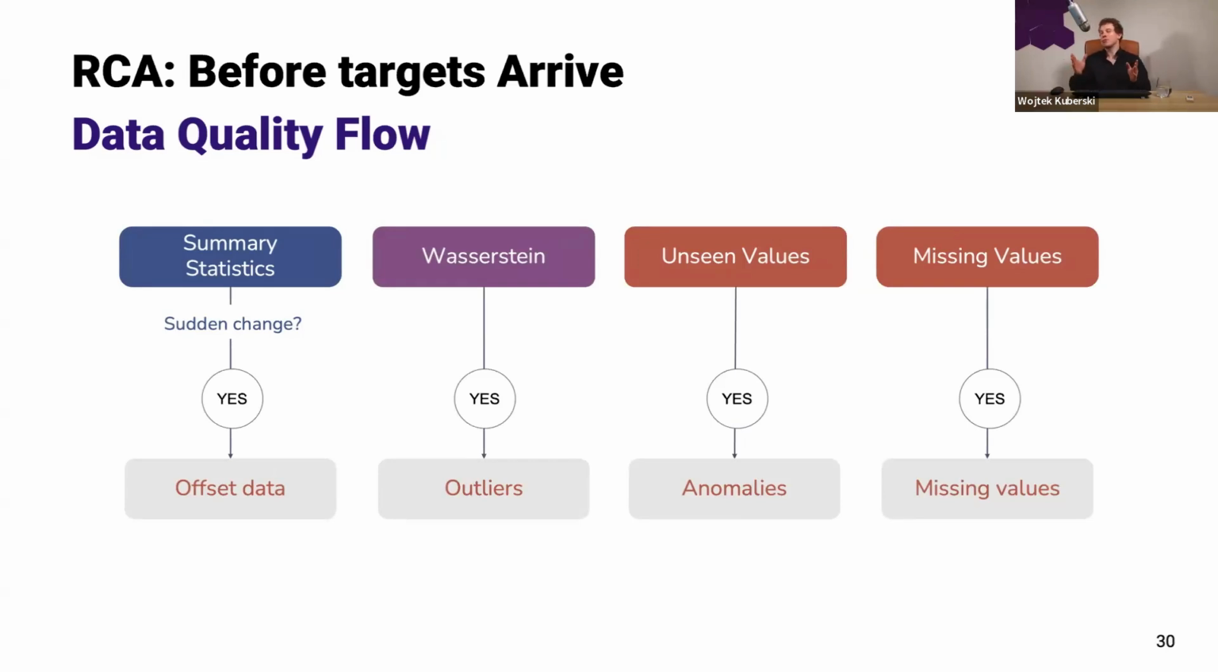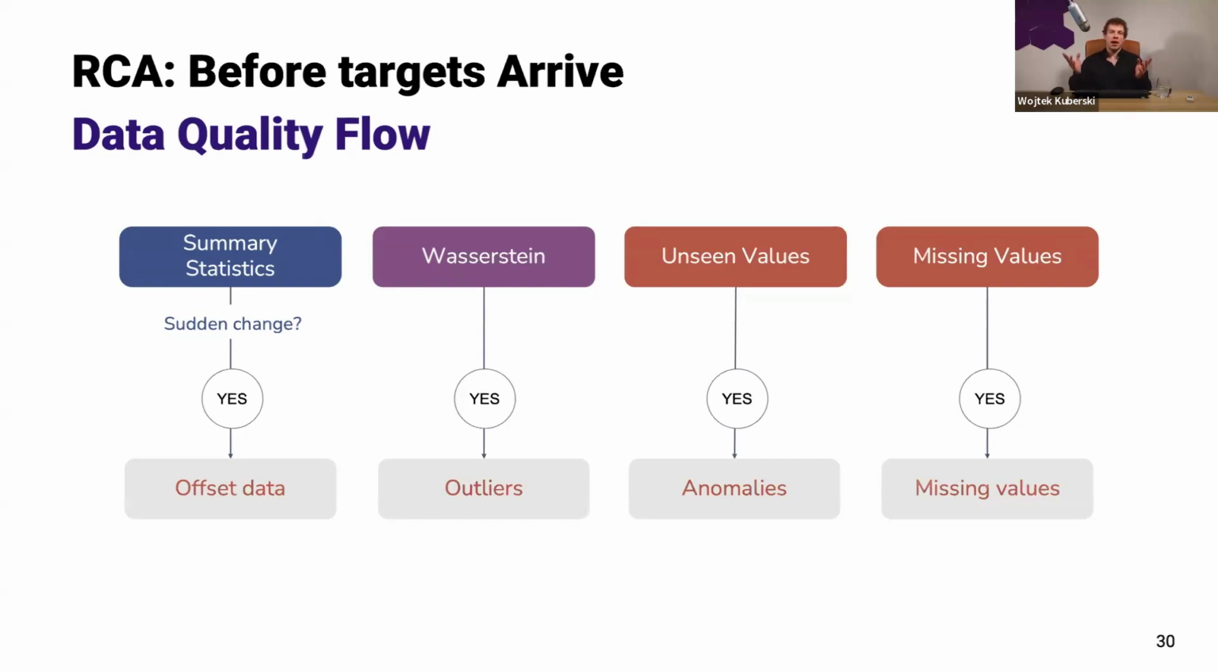So what we're going to do is look at summary statistics. We're going to be looking at sudden changes in the data. If we see that, then there is some kind of offset in the data, which is probably a data quality issue, because we will very rarely see that kind of change naturally or organically. We'll look at Wasserstein distance, and if we see a significant increase in Wasserstein distance, then we are quite likely dealing with outliers, especially if we don't see an increase in JS distance.